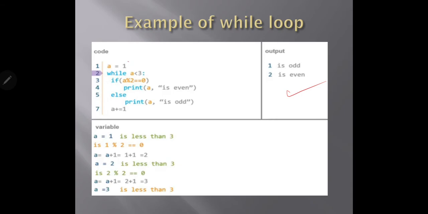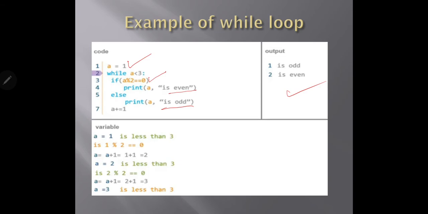Here I have taken a variable a equal to 1. Now I'm testing while a is less than 3. Okay, so while a is less than 3, I am checking whether it is even or odd, and it is very easy to check whether a number is even or odd. Just check the remainder when divided by 2. If the remainder is 0, then it is even, or when the remainder is not 0, then it is odd.